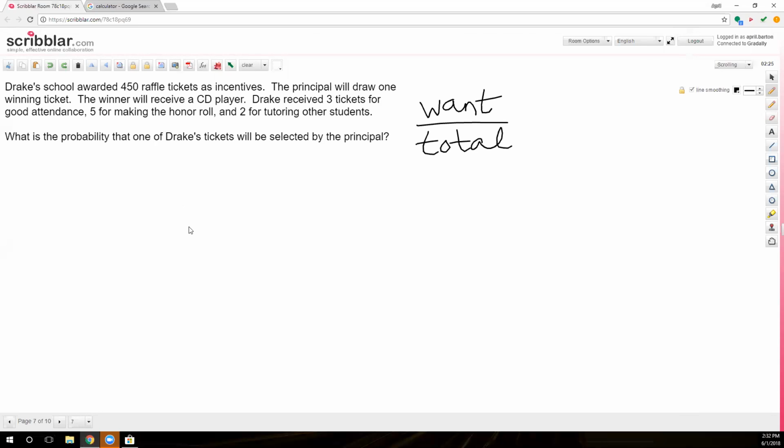So this problem says Drake's school awarded 450 raffle tickets as incentives. The principal will draw one winning ticket. The winner will receive a CD player. We didn't really need to know that for the problem. It doesn't help us solve the problem. Drake received 3 tickets for good attendance, 5 for making the honor roll, and 2 for tutoring other students. What is the probability that one of Drake's tickets will be selected by the principal?